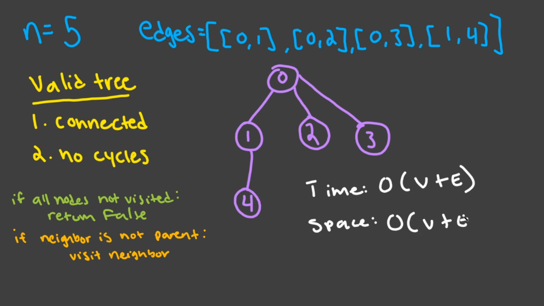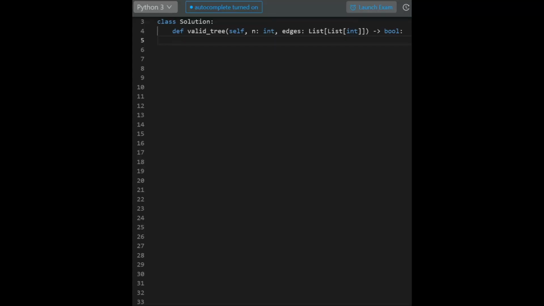So we're going to have O of V plus E, because we need to store the graph. The reason the time is O of V plus E is because we have to make the graph and traverse it. So now let's get into the code. To start, I'm going to break up the problem into 4 different parts.